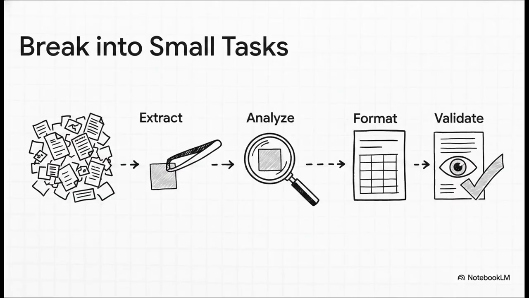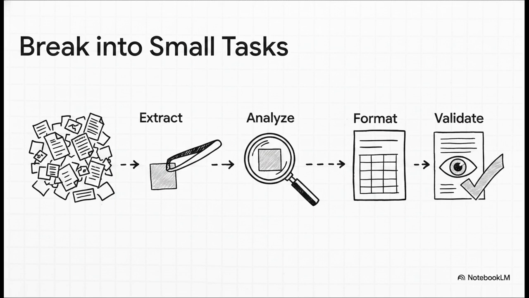Which brings us right to step 3, break it down. Every single prompt you write should have one and only one clear job. Think in a sequence. First, a prompt to extract information. The next prompt analyzes that info. Then another one formats it. And finally, a human, you, steps in to validate. If you try to cram all of that into one monster prompt, I promise you, it will fail silently.